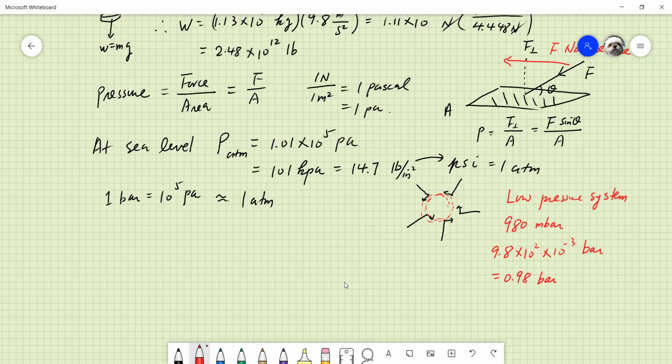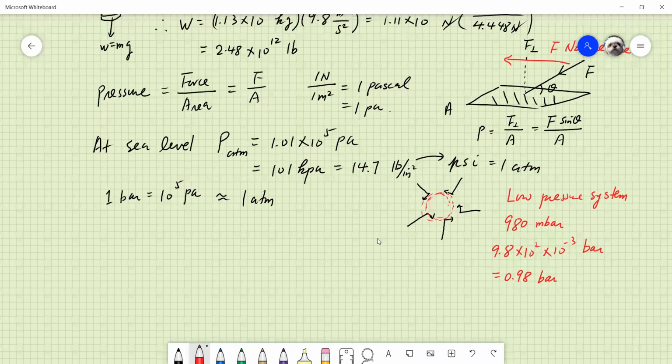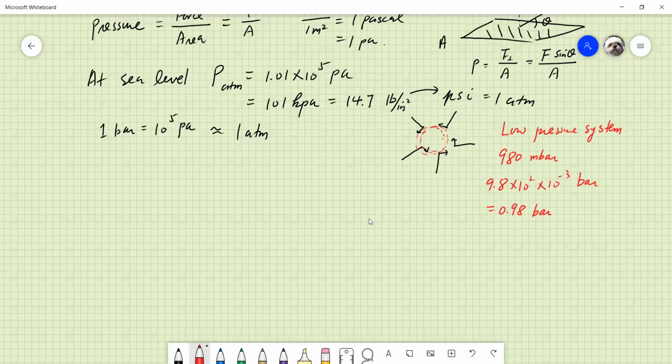Now we want to understand gauge pressure. Right? Now let's say that I have a block.